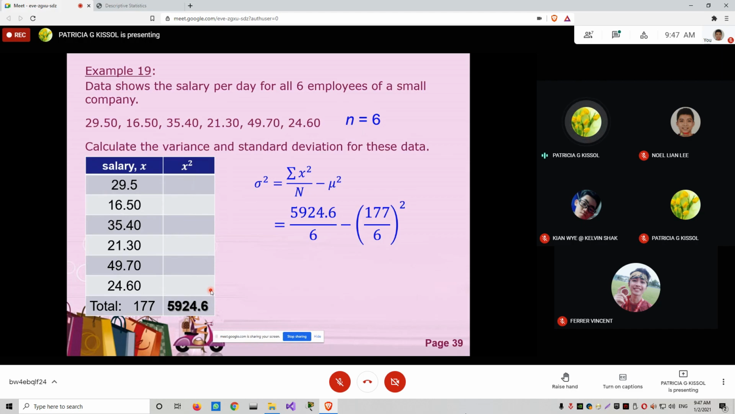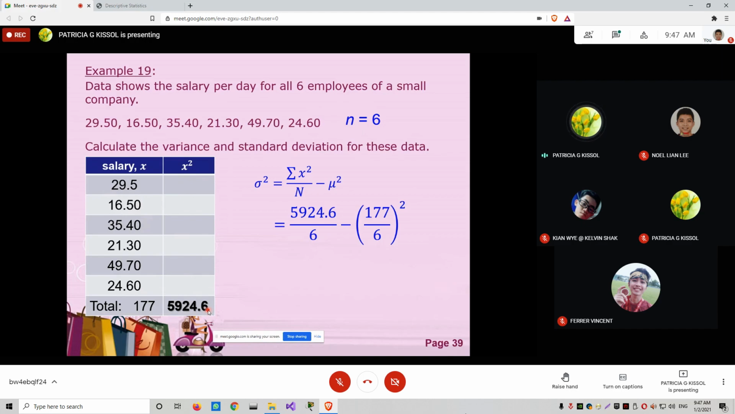Is it correct, Farah? Are you counting also? Yeah, correct. I hope you know how to calculate it. It's simply 29.5, you square it. Same thing for each of the values here, and then you add all of it. You should get 5,924.6. Correct.